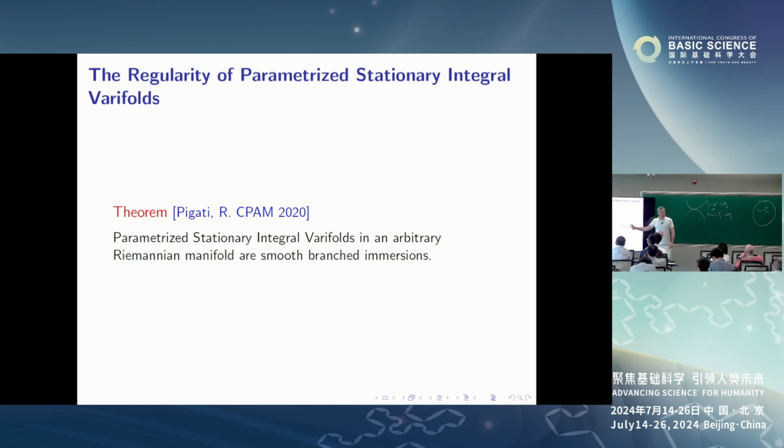So yesterday, Leon Simon was making a statement about the embarrassment of the community in terms of how stuck the community is in proving improvement of regularity since the work of Allard for general stationary integral varifolds.